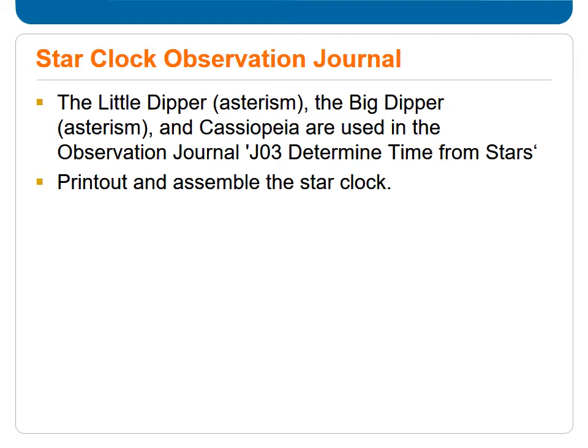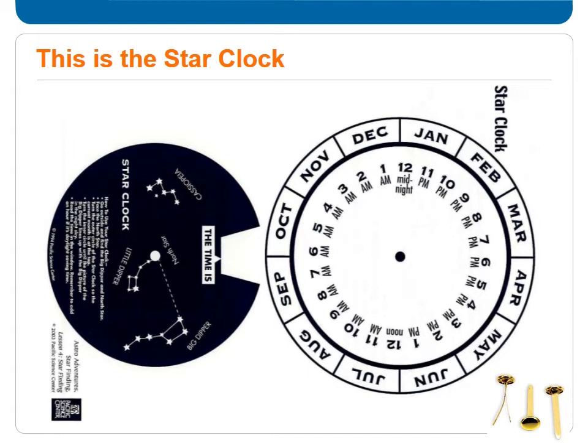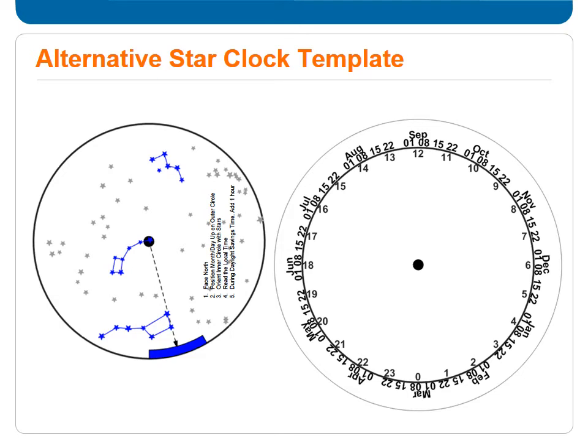For the observation journal labs to determine time from stars, a clock is constructed and used to find local time after sunset. This is the star clock template. It can be downloaded from the resources folder on Blackboard, printed out on cardstock or on regular paper that is then glued to a folder. You also need a brass brad fastener. Since the online clock template had so much black ink, which can be expensive and messy to print, I've made an alternative template for you. Both are included in the resource folder. You can choose which one you prefer to use.